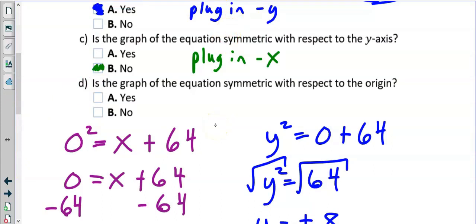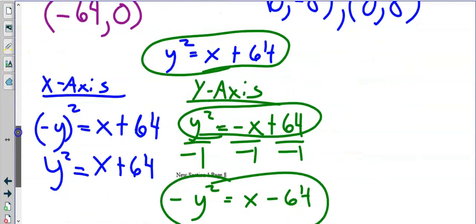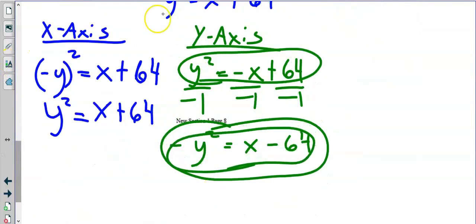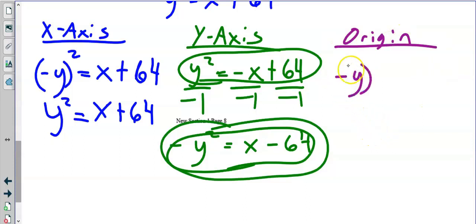How do we test origin? Negative x and negative y. All right, so we'll come down here. So now we're going to look at origin. Because it's a negative y, I'm going to put it in parentheses because it has that power on it. Over here, I don't have to put the negative x in parentheses because it's not powered.